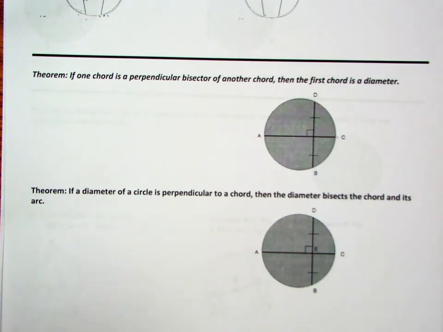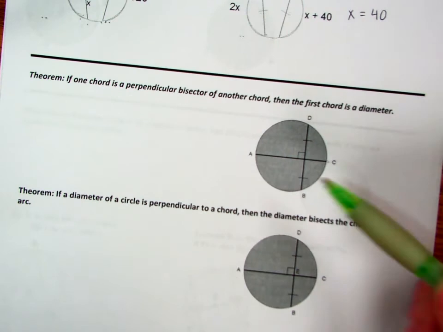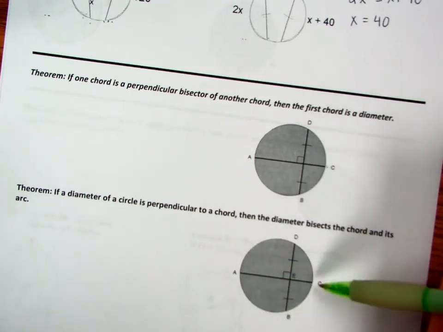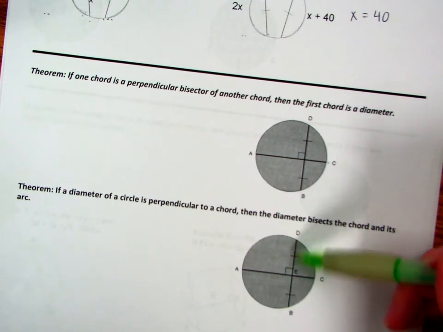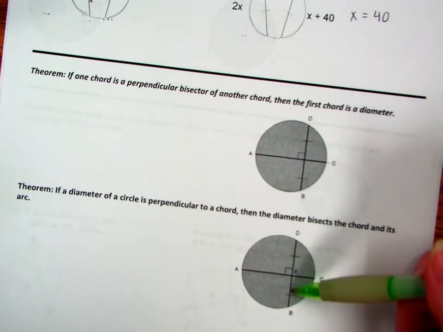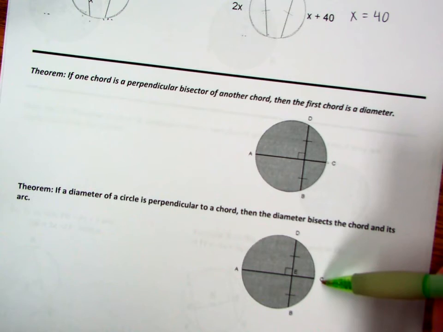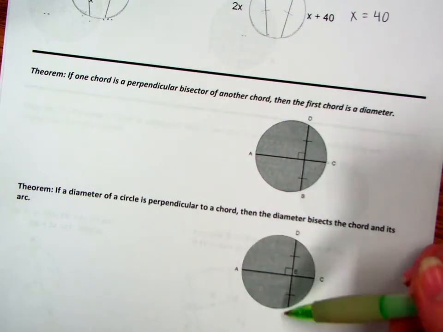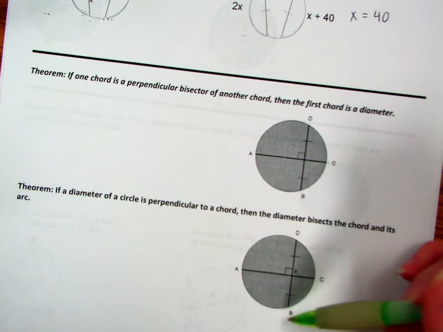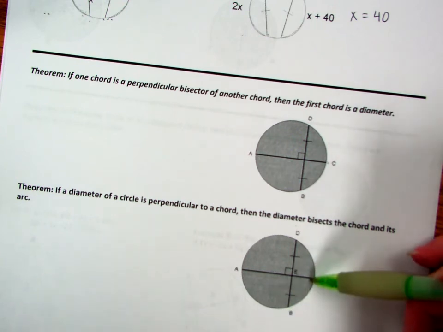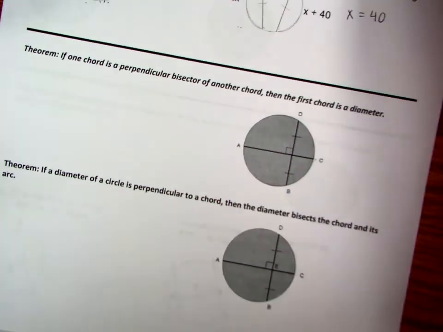Likewise, the next theorem states that if you have a diameter of a circle that's perpendicular to a chord, what can we conclude? We can conclude that that diameter bisects this chord. So if I know for a fact that AC is a diameter and that AC is perpendicular to BD, I can say that BE is going to be congruent to ED, as well as their arcs also being congruent. So let's look at how we could apply this.